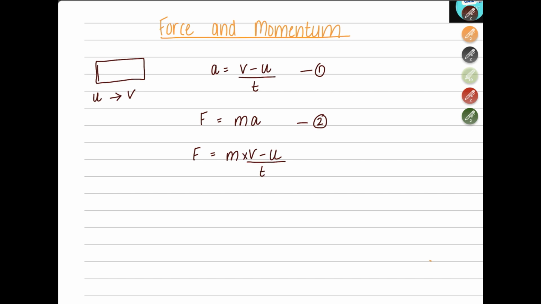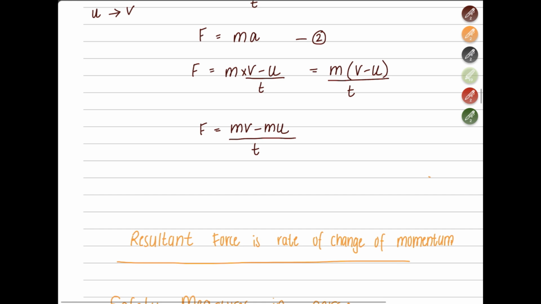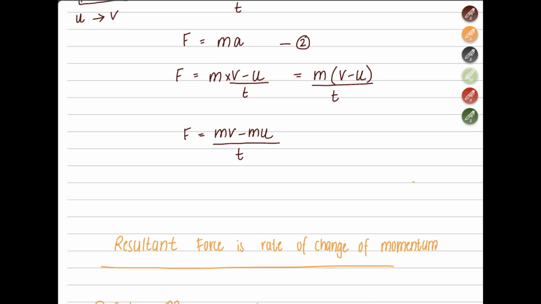Let's try to simplify this. So this is going to be m times v minus u divided by t. So we can write this as F equals mv minus mu, we expanded it, divided by t. So we got mv minus mu divided by t. This means force is going to be final momentum minus initial momentum over time. So we can say divided by time. So resultant force is the rate of change of momentum. That means with time, what is the change of momentum?